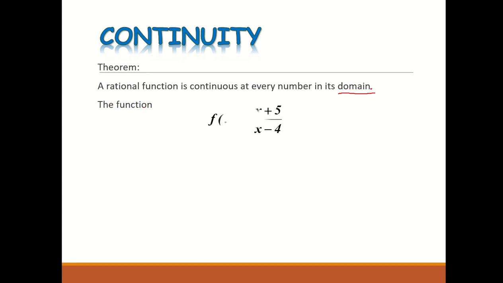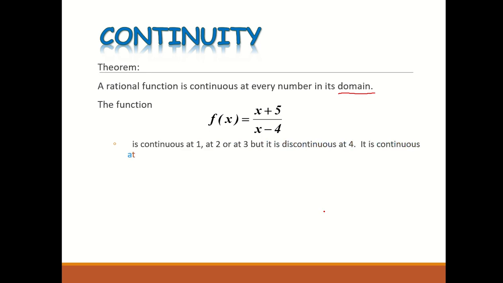So take a function like f of x equal to x plus 5 over x minus 4. This is a rational function. It is continuous at all real numbers except x equal to 4, because when x equals 4, the denominator is 0. Something divided by 0, as mentioned before, is undefined. We cannot determine what that number is. So it is discontinuous at x equal to 4.